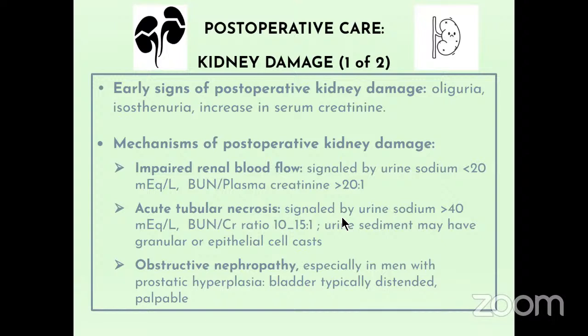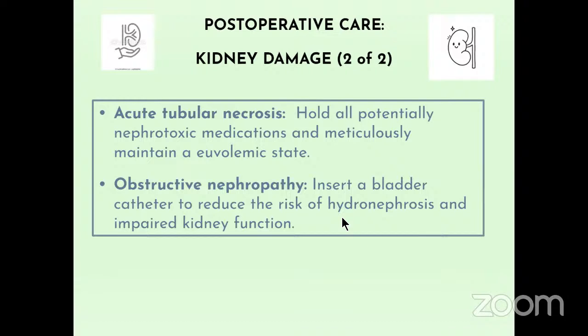Obstructive nephropathy, especially in men with benign prostatic hyperplasia, the bladder is typically distended and palpable. This is the cause or the mechanism of kidney damage perioperatively. How to manage that? Acute tubular necrosis: hold all potentially nephrotoxic medication, and meticulously maintain an euvolemic state. Obstructive nephropathy: insert a bladder catheter to reduce the risk of hydronephrosis and improve kidney function.